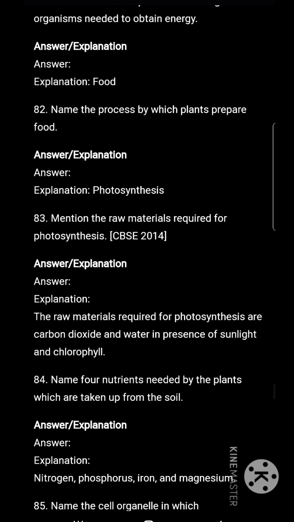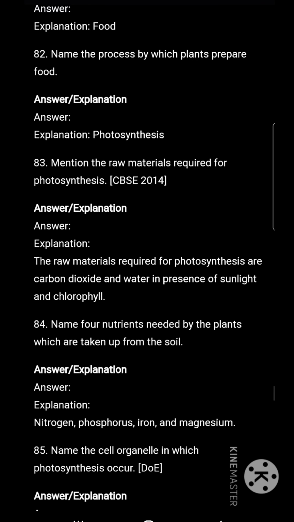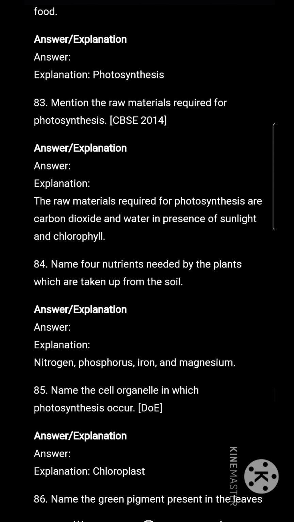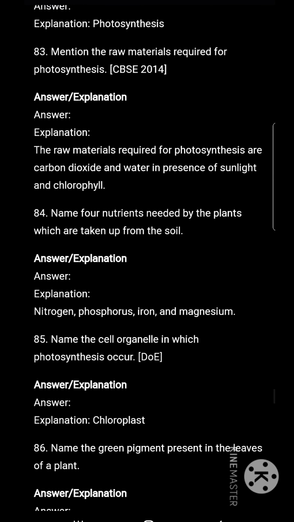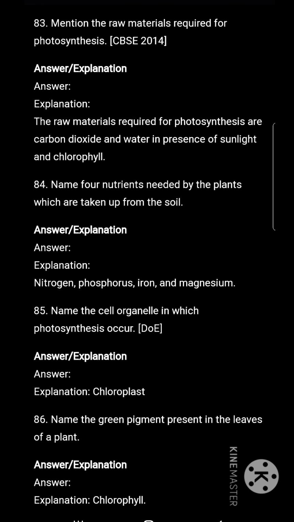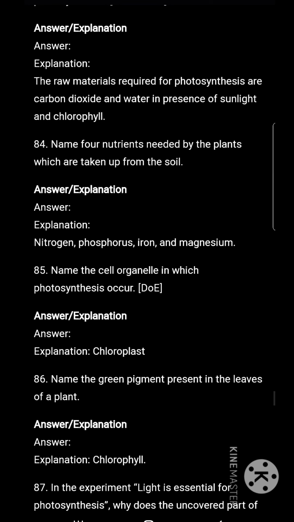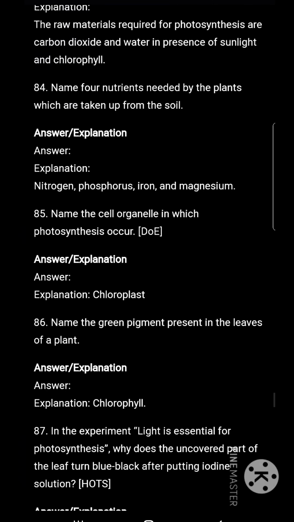Food. Name the process by which plants prepare their own food. It is photosynthesis. Mention the raw materials required for photosynthesis. The raw materials required for photosynthesis are carbon dioxide and water in the presence of sunlight and chlorophyll.